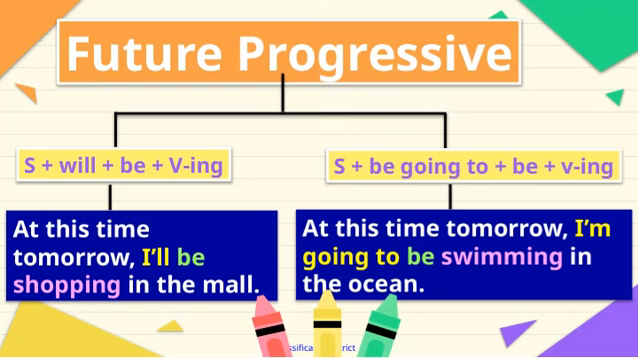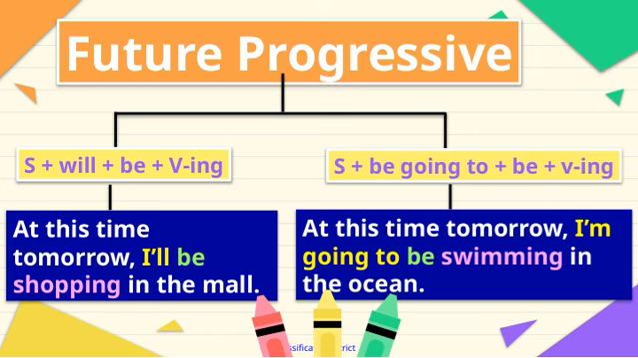Now, let's take a look at some ways we can talk about future plans using the future progressive tense. For example, I might say, at this time tomorrow, I'm going to be swimming in the ocean. Or I could say, at this time tomorrow, I'll be shopping in the mall. Notice how we use the structure S plus be going to plus be plus Ving, or S plus will plus be plus Ving. This tense helps us describe actions that will be in progress at a specific future moment.